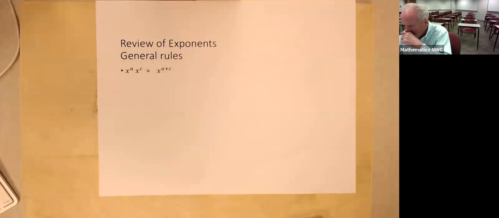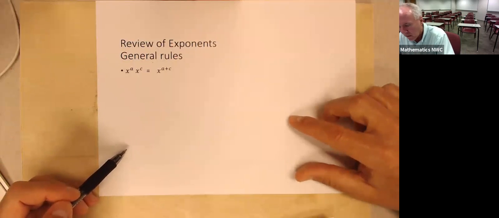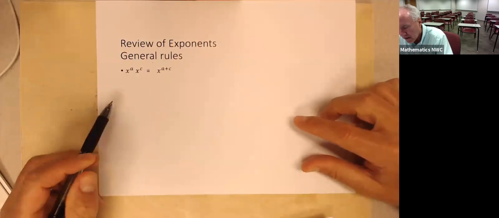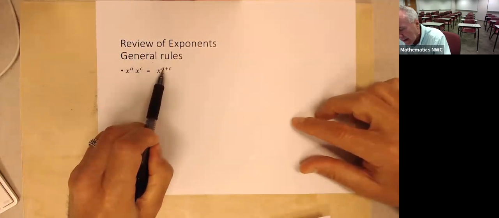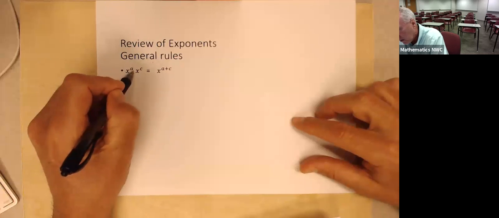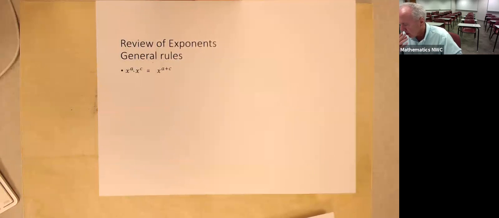If you would like, I think it would be good to write these down. I'm going to be adding to these as we go, so leave some space below here. We're going to be adding a bunch of these. But notice I added the exponents, even though I'm multiplying the bases. So let's make sure we caught that.